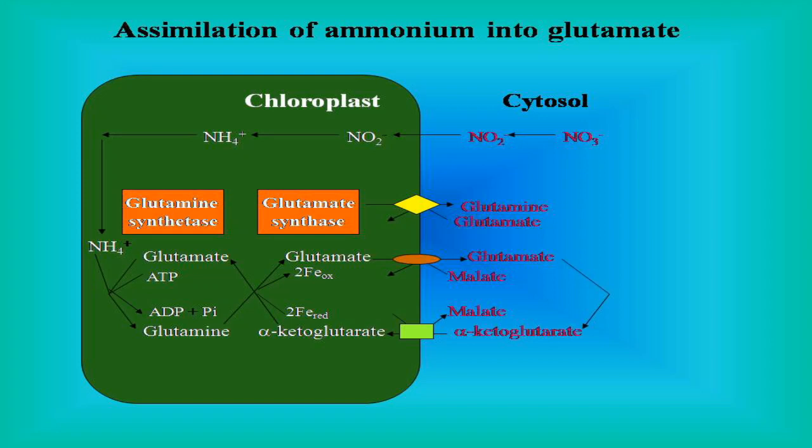So here we can see in the cytosol, nitrate to nitrite, and this nitrite moves to chloroplast. In the chloroplast, nitrite gets converted to ammonium ions, and in the chloroplast itself, this ammonium gets converted to glutamate and glutamine. For conversion of ammonium ions to glutamate and glutamine, glutamine synthetase and glutamate synthase are involved. And the final products here are glutamine and alpha ketoglutarate.